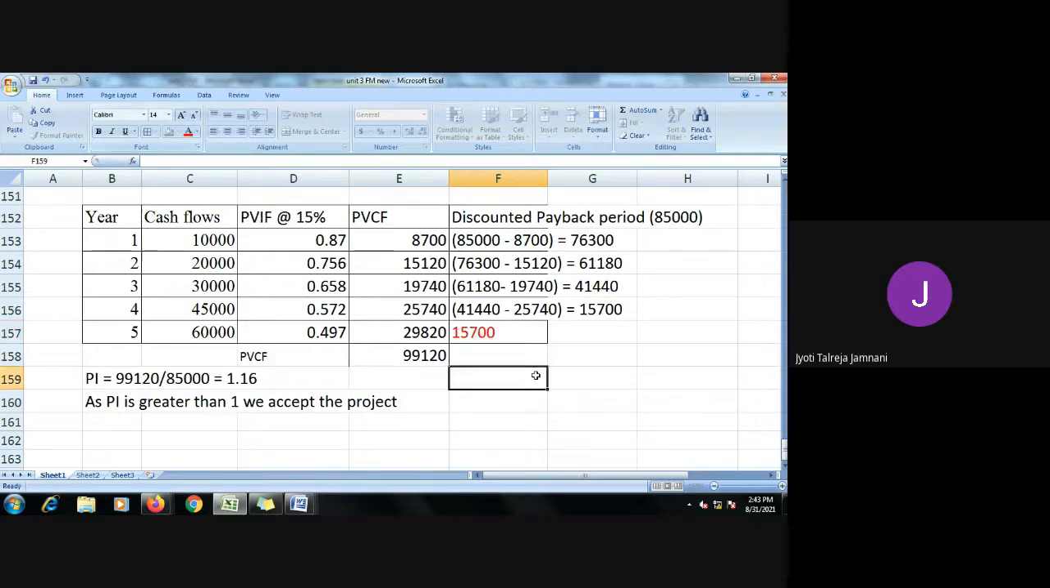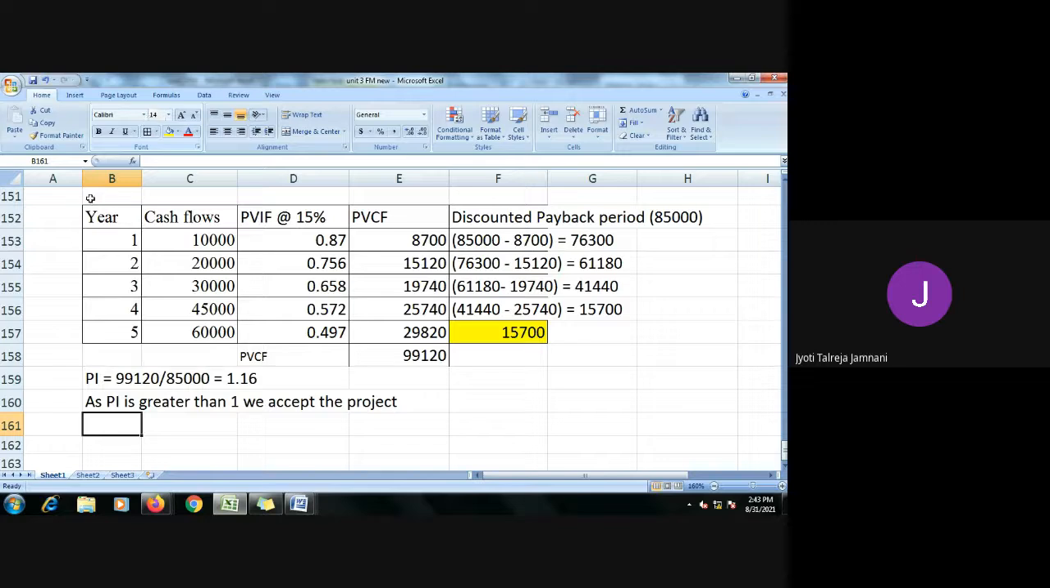Okay, so what we will do is, how many years we have already taken, we'll see. First year full cash flow, second, third, fourth. So 4 years full we have taken. We'll write here payback period, or we'll say discounted payback period is equal to 4 years plus how much we need, 15,700 we need still to be recovered, divided by how much we have, the cash flows of the last year, 29,820.